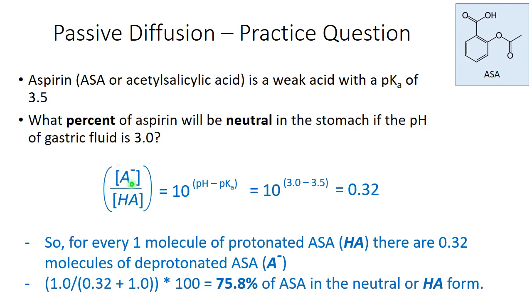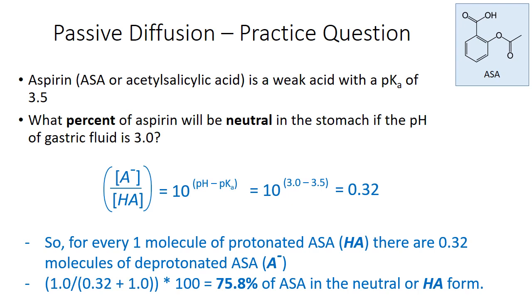In this ratio, the total amount would be 1.32. And we're going to take the one that we are trying to solve, which is neutral, which is the HA, and that would have been 1, because 0.32 divided by 1. So it'd be 1 divided by the quantity of 0.32 plus 1, times 100 to get percent. That gives us 75.8% of aspirin is in the neutral form, or HA form.